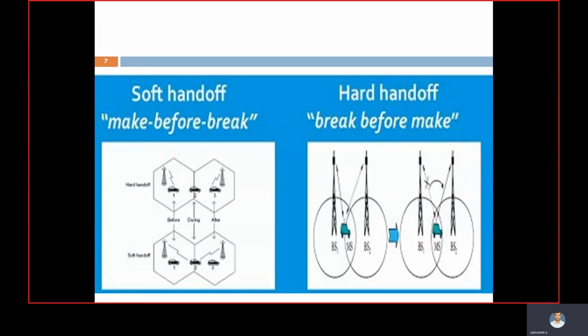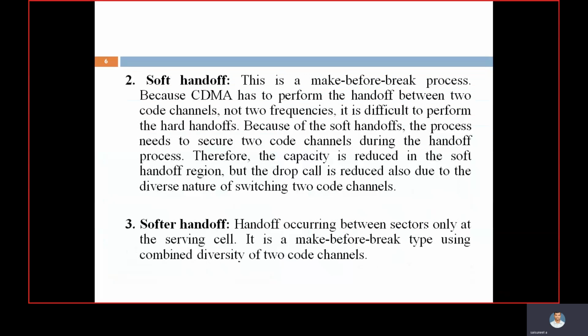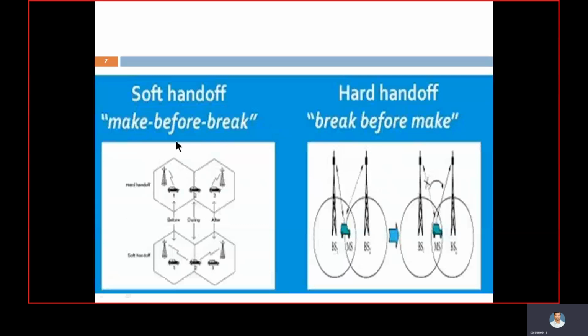The next type of handoff is soft handoff. Soft handoff is also called make before break. This type of soft handoff is used in CDMA technology. This is the first part of this figure, the soft handoff, whose other name is make before break. For taking a new channel at the time of handoff, we can also use the previous channel. Only once the new channel can be used perfectly do we have to break the previous one. I think you can understand this.